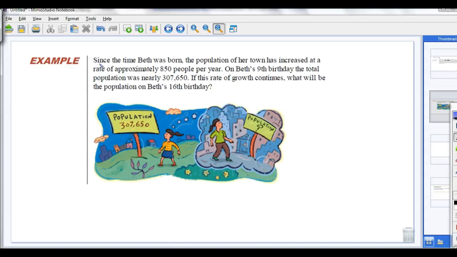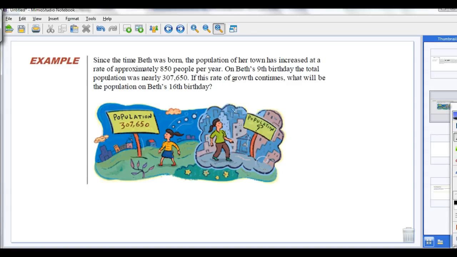So here is your example. Since the time Beth was born, the population of her town has increased at a rate of approximately 850 people per year. On Beth's 9th birthday, the total population was nearly 307,650. If this rate of growth continues, what will be the population on Beth's 16th birthday?